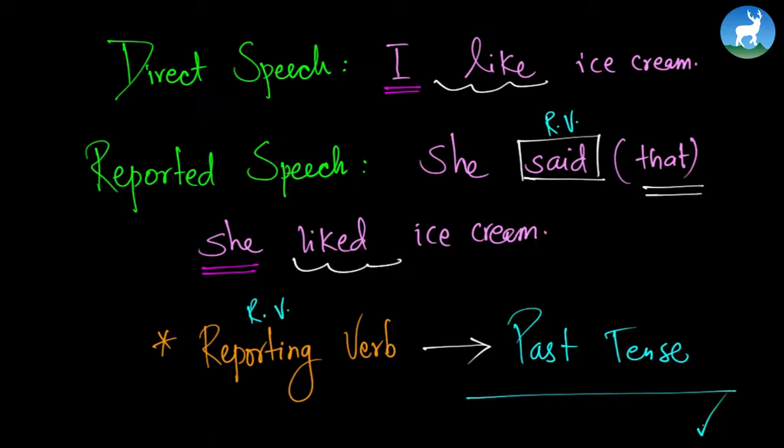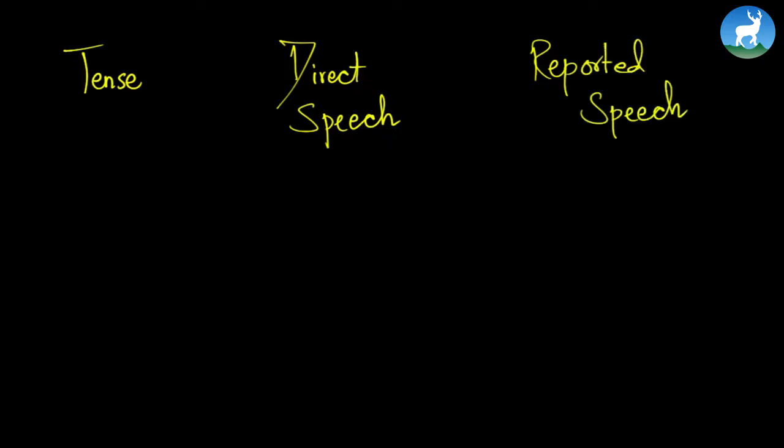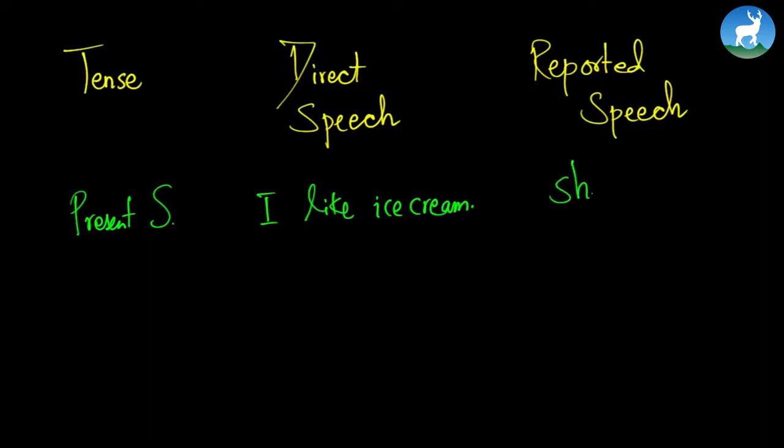Now let us write some examples and it would be pretty clear from the examples. I'm writing tense here. After that I'm writing direct speech. Since the space is less here, I'll have to scooch reported speech here. Right? Now let's write a few examples. First is present simple tense. The sentence is I like ice cream. And the reported speech is she said that she liked ice cream.